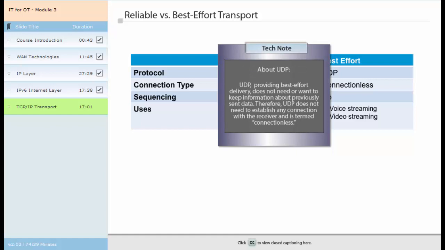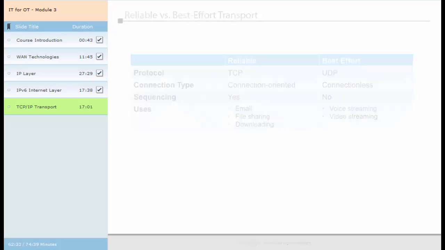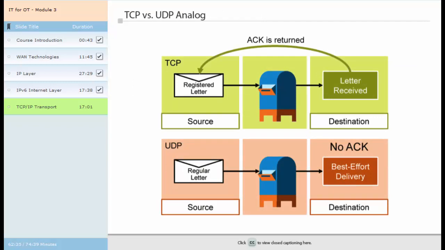UDP, providing best effort delivery, does not need or want to keep information about previously sent data. Therefore, UDP does not need to establish any connection with the receiver and is termed connectionless. There are many situations in which best effort delivery is more desirable than reliable delivery. A connectionless protocol is desirable for applications that require faster communication without verification of receipt. To better understand these concepts, let us compare the basic difference between TCP and UDP using a postal service analogy.